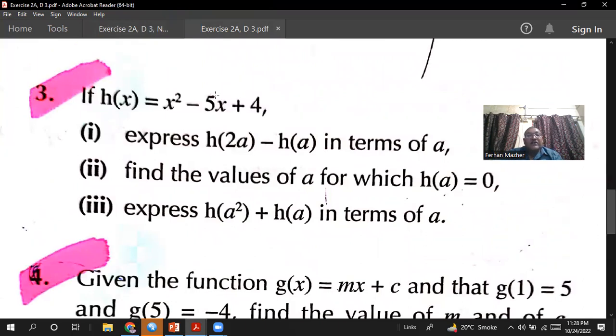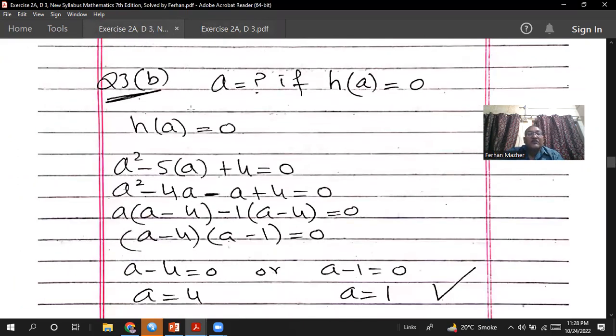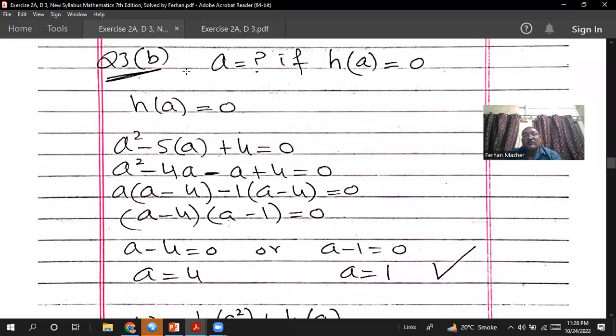And then they say, okay, find the values of a for which h of a is equals to 0. So I will make that expression equals to 0. So when h of a is 0, a square minus 5a plus 4, that should be 0. In the function expression, we have replaced the x with a, so it will be a square minus 5a plus 4 equals 0. So I will do the middle term breaking. So it will be a square minus 4a minus a plus 4 equals to 0.